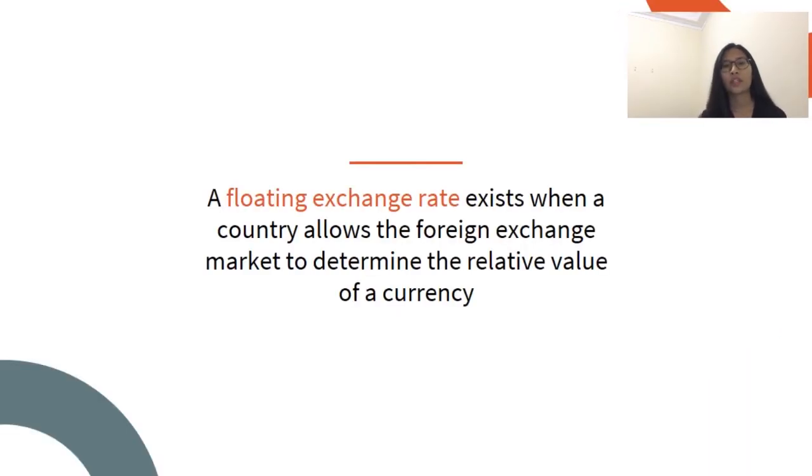What is a floating exchange rate? A floating exchange rate is a system that exists when a country allows the foreign exchange market to determine the relative value of a currency. The floating exchange rate regime that followed the collapse of the fixed exchange rate system was formalized in January 1976, when IMF members met in Jamaica and agreed to the rules for the international monetary system that are in place today.